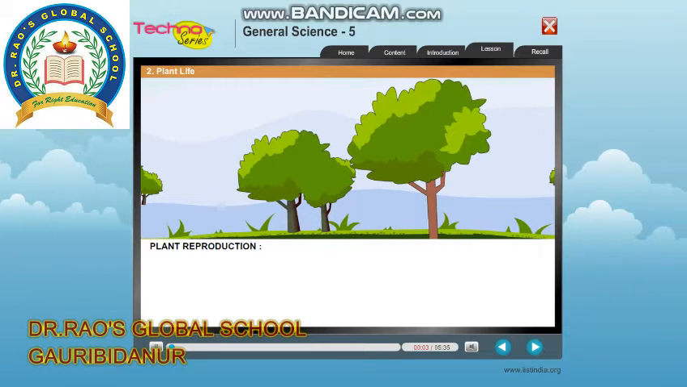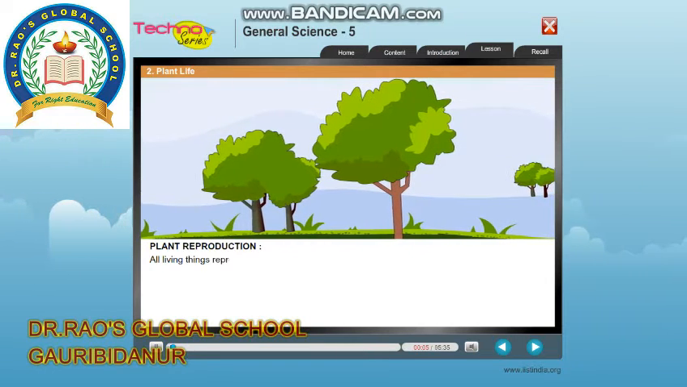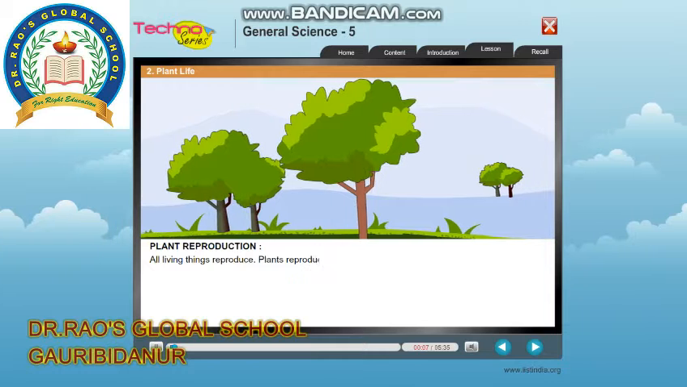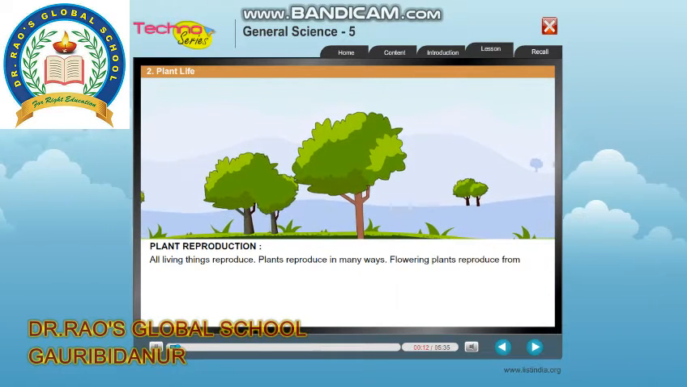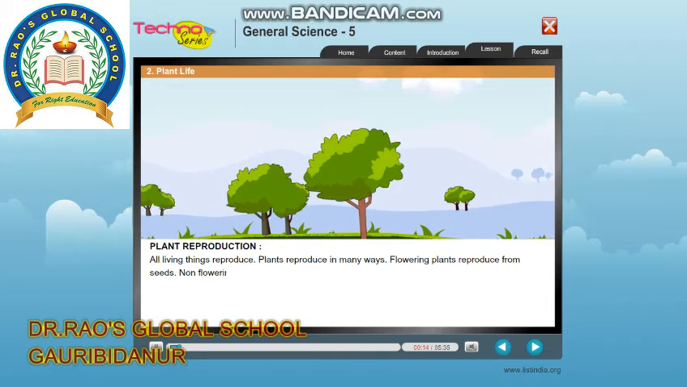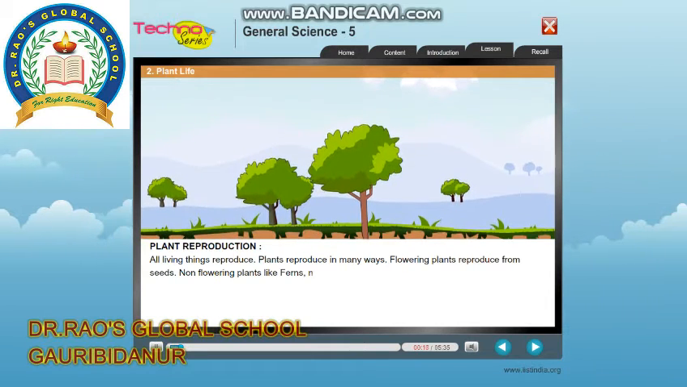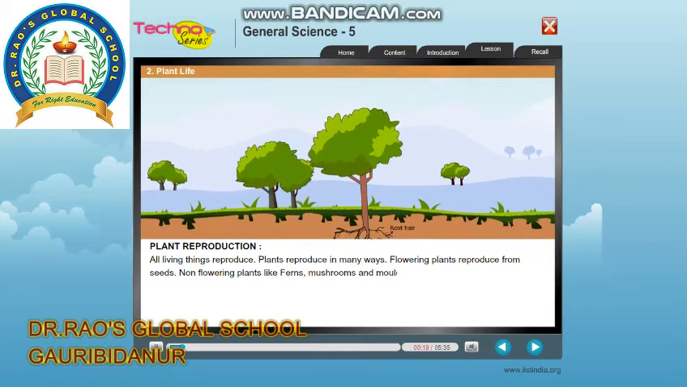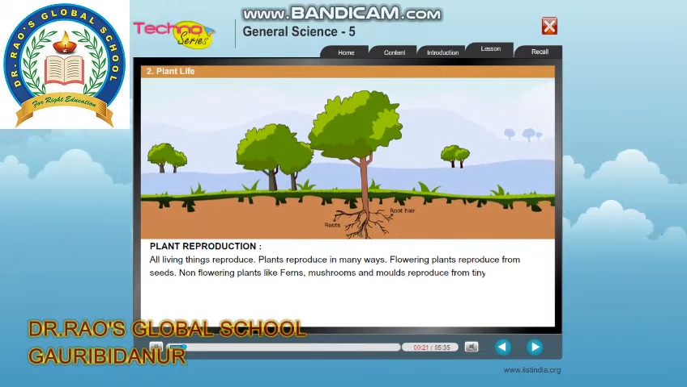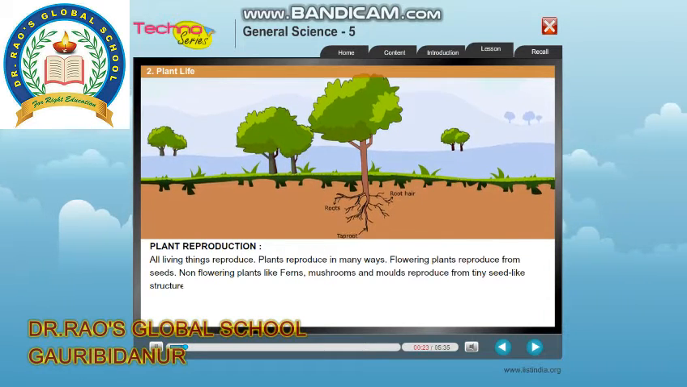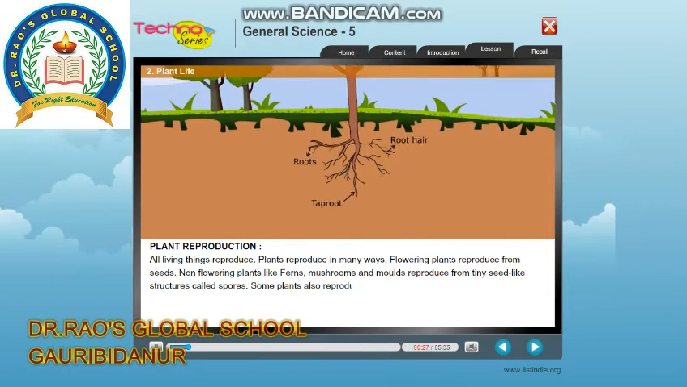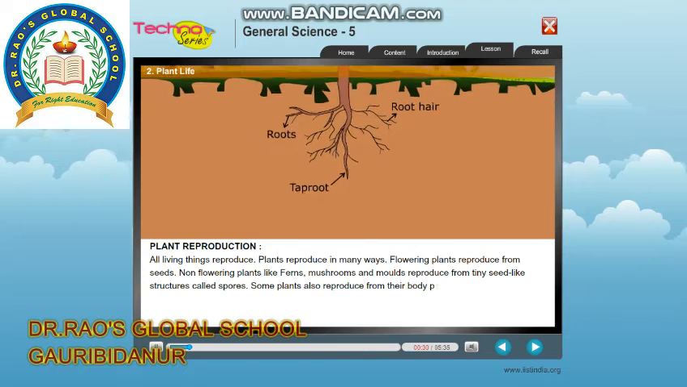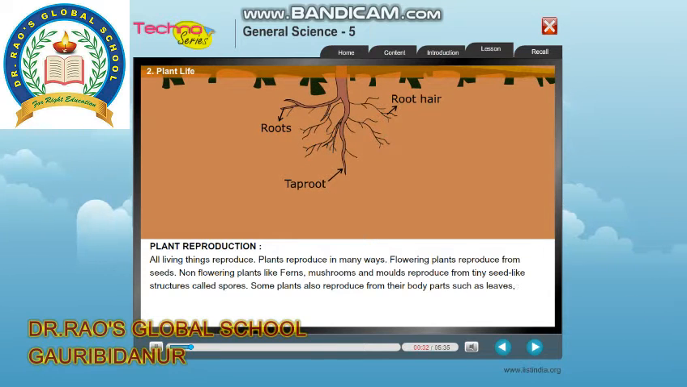Reproduction. All living things reproduce. Plants reproduce in many ways. Flowering plants reproduce from seeds. Non-flowering plants like ferns, mushrooms, and molds reproduce from tiny seed-like structures called spores. Some plants also reproduce from their body parts such as leaves, stems, and roots.